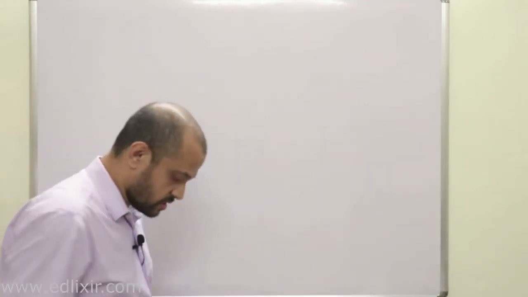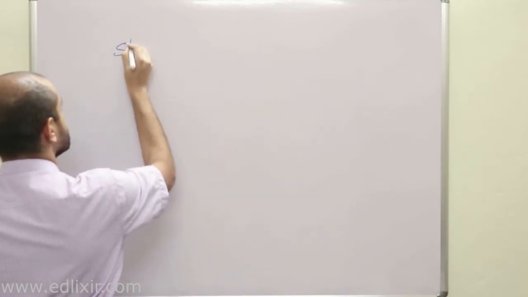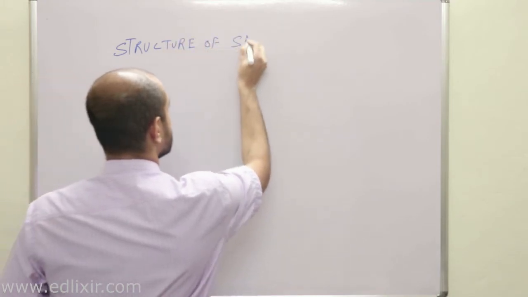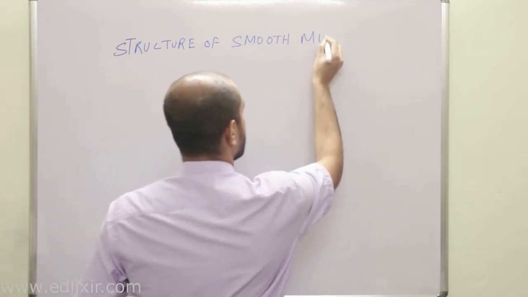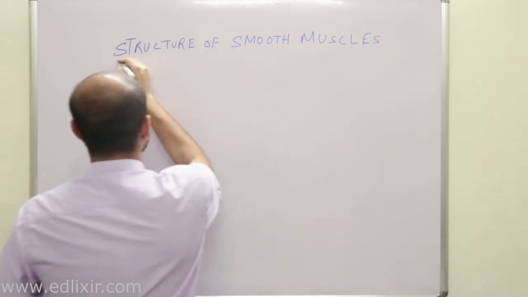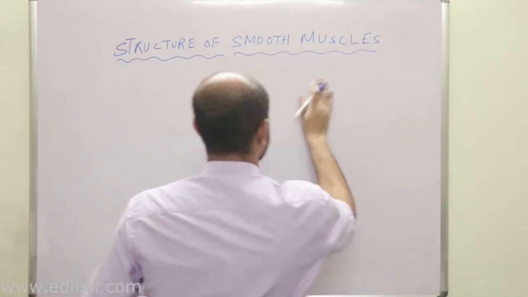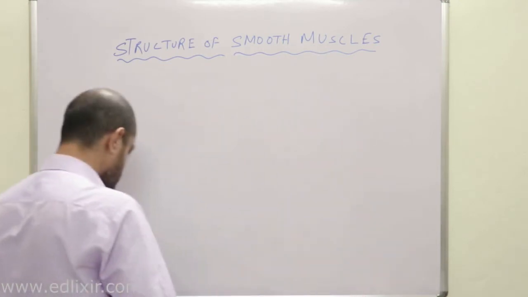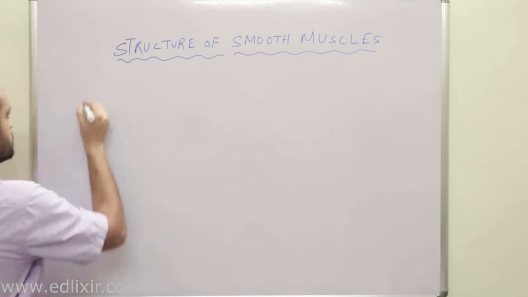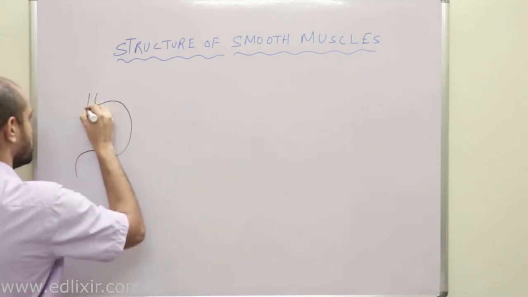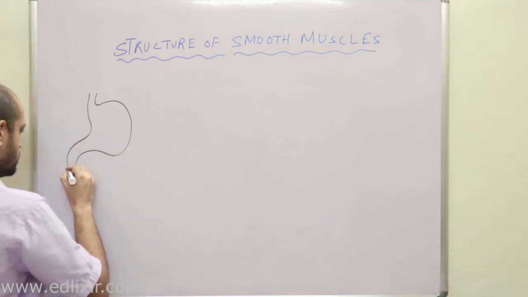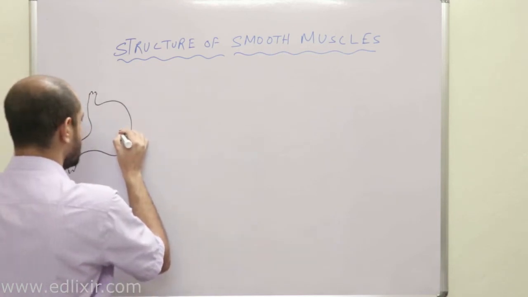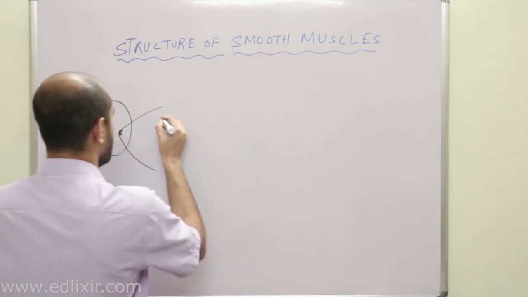So now we will be talking about the structure of smooth muscles. Okay. Now, a very important point we need to understand is this. Suppose this is your stomach. Now, if we cut a three-dimensional piece from this area of smooth muscle, what we will see is this.